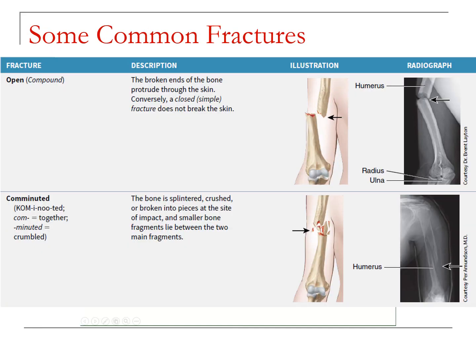So here are some of the common fractures. Open or compound fracture: the broken ends of the bone protrude through the skin. Conversely, a closed simple fracture does not break the skin.